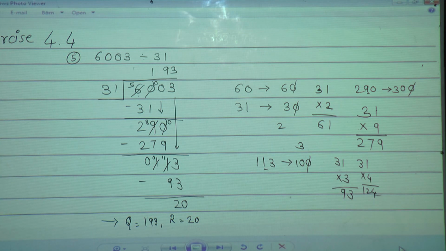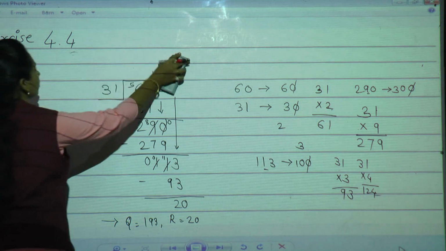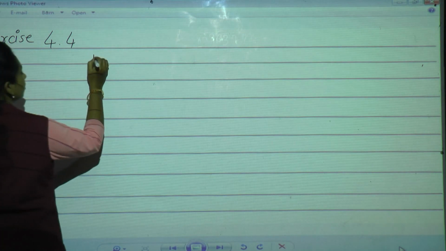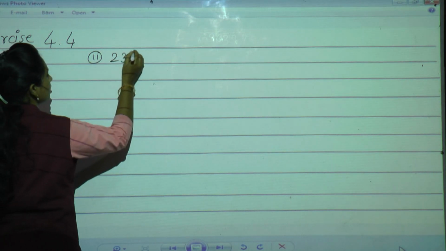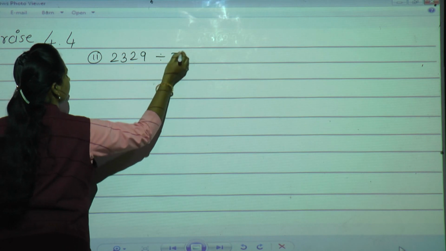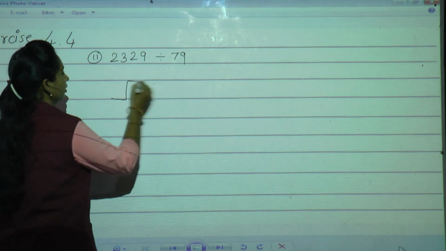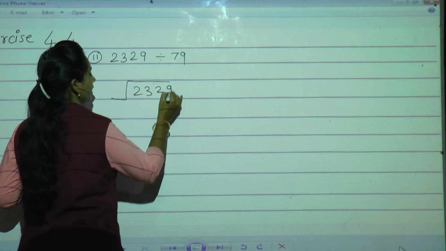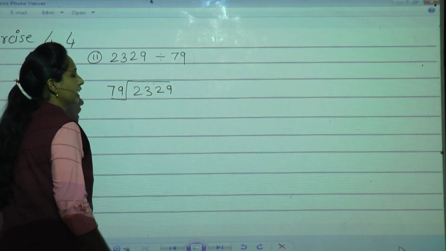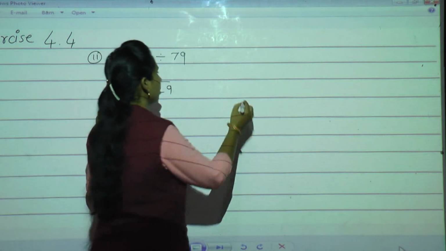Clear? Understood? Yes. Now I will solve one more example for you. 11th one. 2,329 division by 79. See, a very big number that is given. Okay. Now write the number, 2,329 division 79.